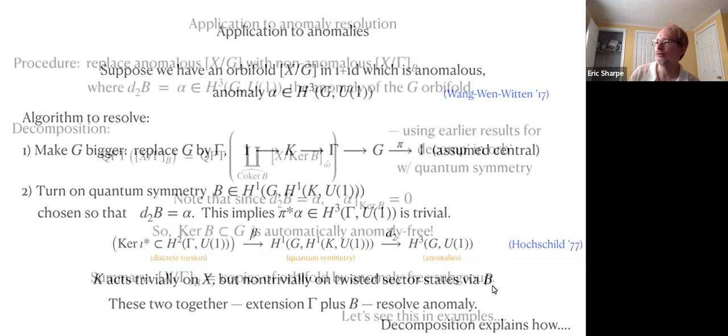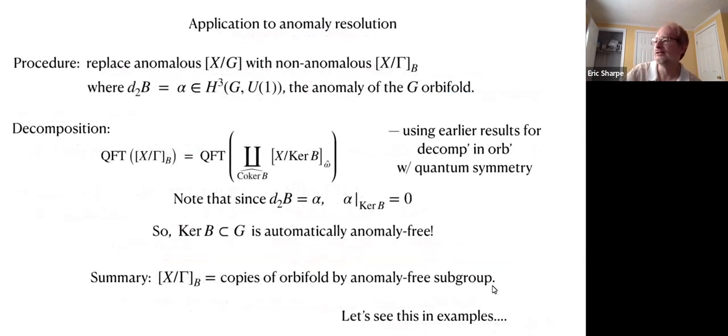Now to see why, we can apply decomposition. So if I apply Wang-Wen-Witten to an anomalous G orbifold to turn it into a non-anomalous Gamma orbifold with a quantum symmetry, then the field theory of that Gamma orbifold is a sum of field theories of orbifolds by the kernel of B. However, because B maps to the anomaly, if we restrict the anomaly to the subgroup given by the kernel of B, we automatically get zero. So this subgroup defined by the kernel of the quantum symmetry is automatically anomaly free.